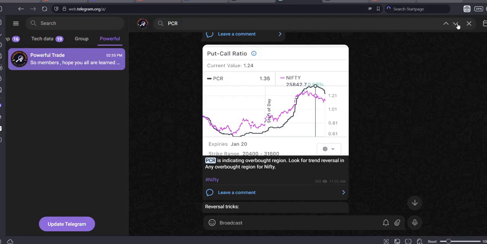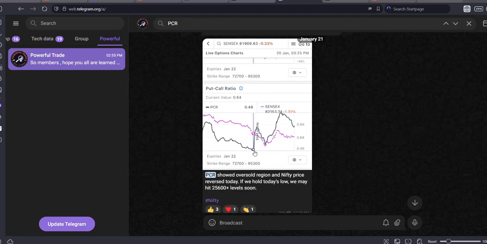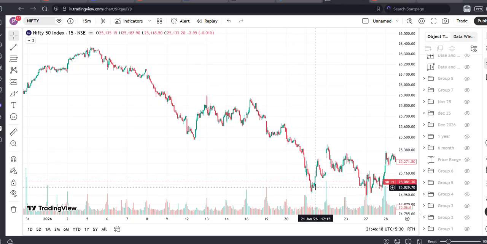What is the next posting we have done? Yes, exactly, which is on January 22. On January 22 we had seen PCR going below 0.5. So exactly January 21, look at January 21. See, exactly it is a bottom.